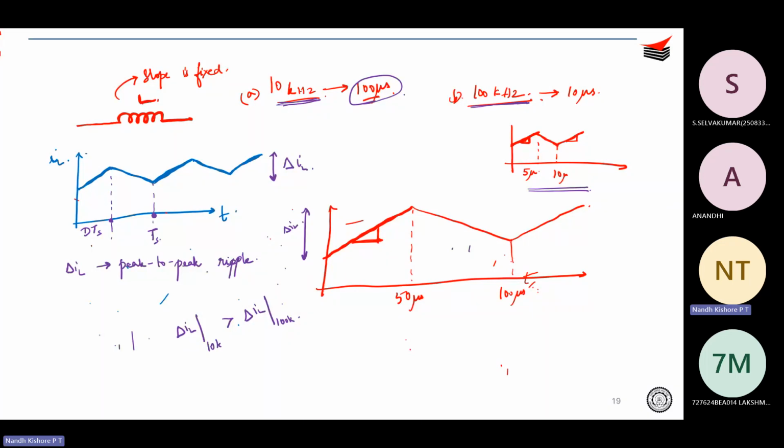If you go for lesser switching frequency, you are having more time. More time means you are allowing the inductor current to rise more and fall more. That is why the peak to peak ripple is going to be higher. Do you understand this? You are allowing more time for the inductor current to rise. Compare over here, you have 5 microseconds, this is 50 microseconds, so it is going to increase 10 times more. So the ripple will be 10 times higher.